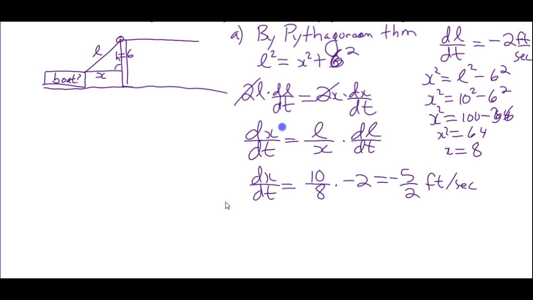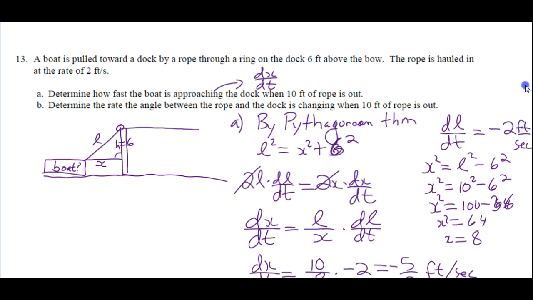Okay, and now we want to do part B. B deals with determining the rate the angle between the rope and the dock is changing. So that's this angle here, between the rope and the dock. We know that it should be getting smaller: if the rope is being let out there's going to be a lower angle, and coming in, it's going to be a higher angle. So let's call that theta.